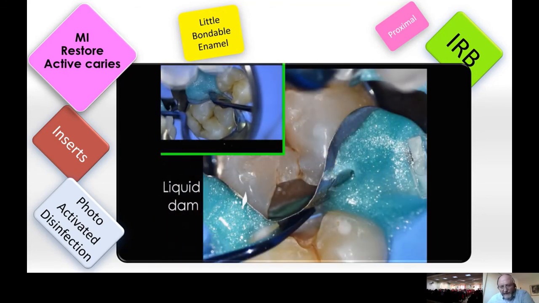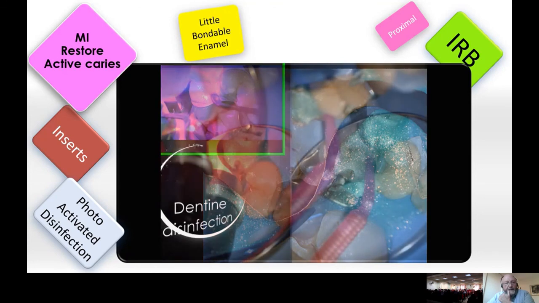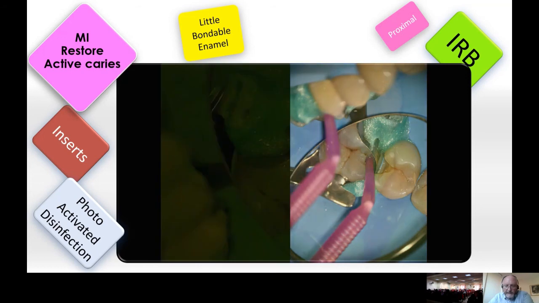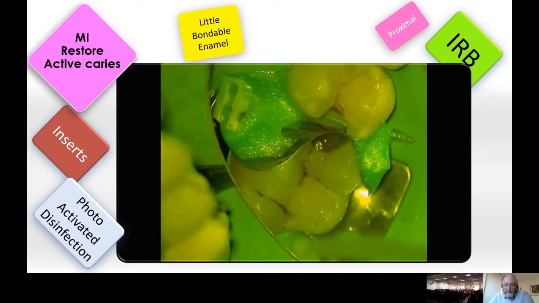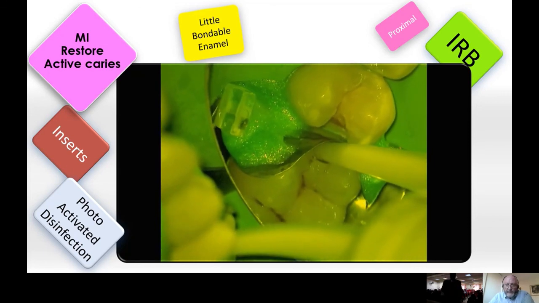And we use dental liquid dam to perfectly seal all this area. We inject the resin modified glass ionomer, and before, you can also disinfect all the area using a photoactivated disinfection technique. And then we inject the resin modified glass ionomer.